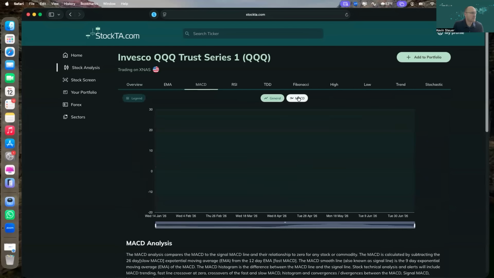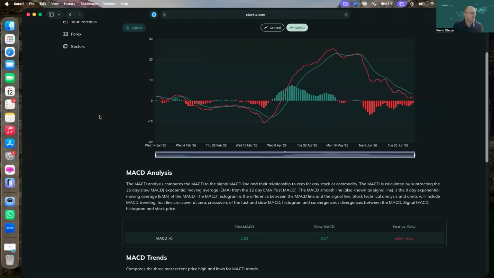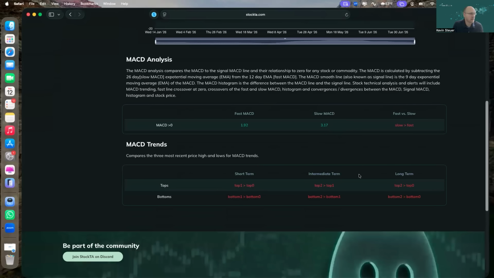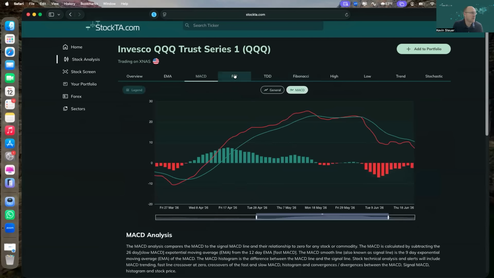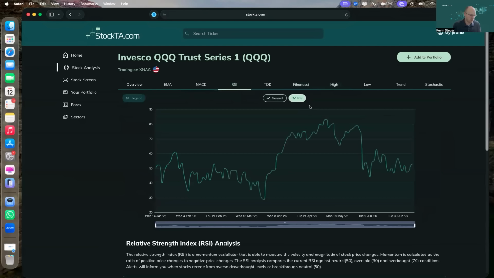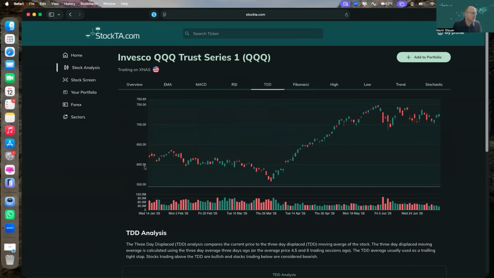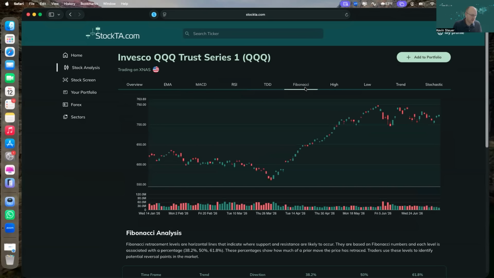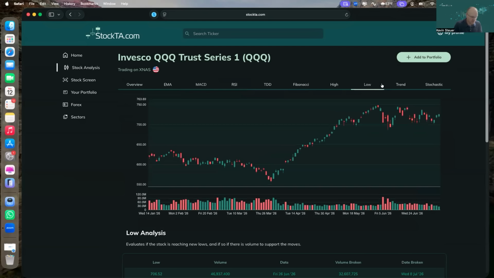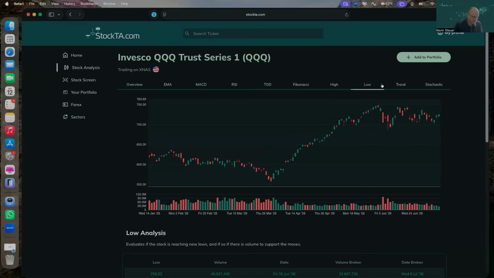We also have MACD. You can see we do slow, fast and slow MACD just like everybody else, but it gives you a very easy way to understand. Then we have RSI, same kind of deal. For those of you who understand RSI and trade, we do TDD, which is 3-day displaced. We do Fibonacci. We do highs and lows. We do stochastics, and we also do the trend, which I find very interesting. I'm going to explain that in a second.